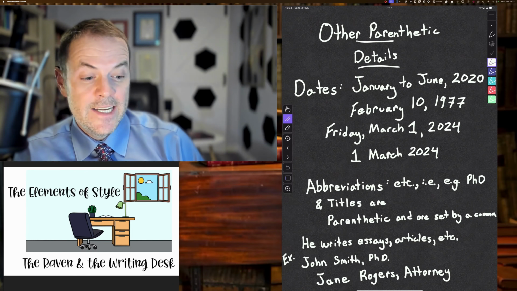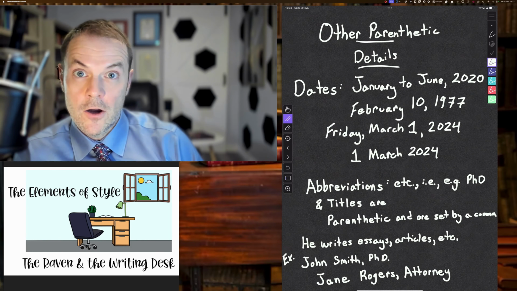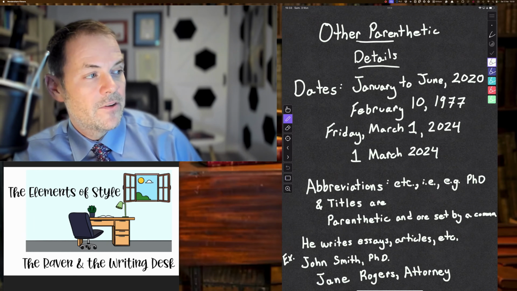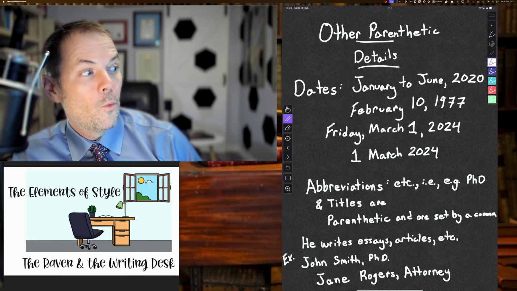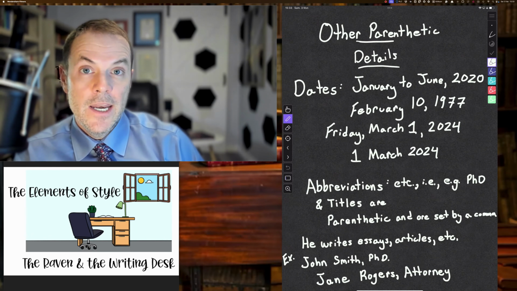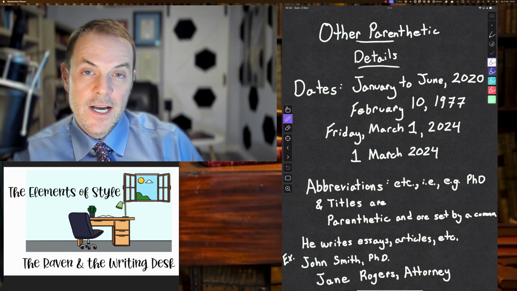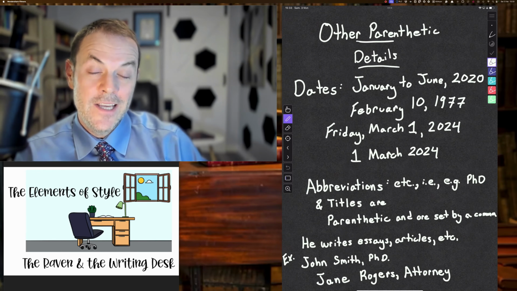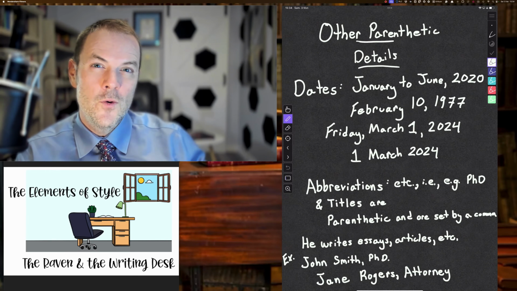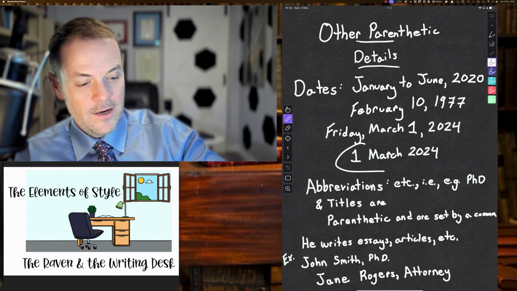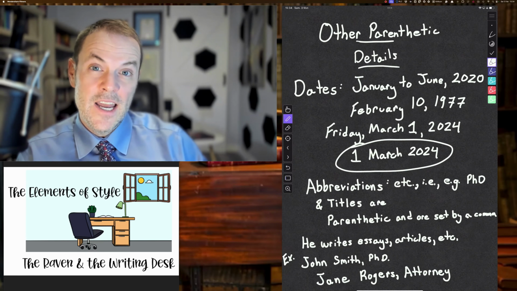Other parenthetic details that are important to know and how they relate to commas is dates. January to June, comma, 2020. February 10, comma, 1977. Friday, comma, March 1, comma, 2024. Now, if you're like me, you grew up in Canada, dates can be a little bit confusing because the British do it one way and the Americans do it the other. So when you're doing your numbers, does it go day, month, or month, day? This one right here solves that issue for you. Going with a number, the name of the month, and the year, very clear.